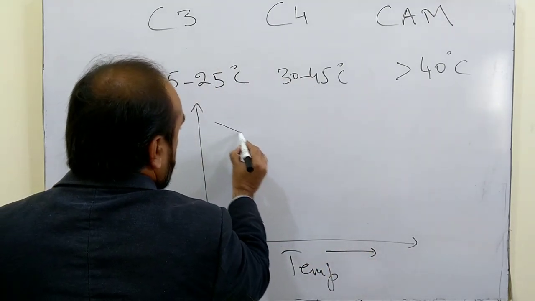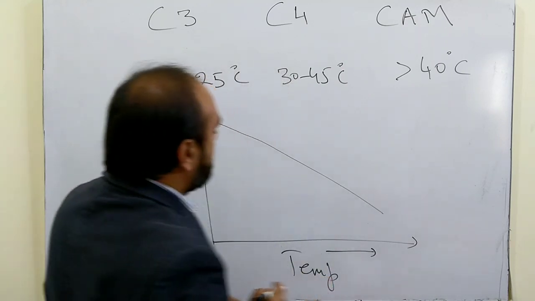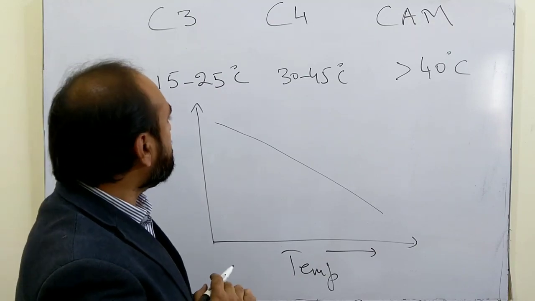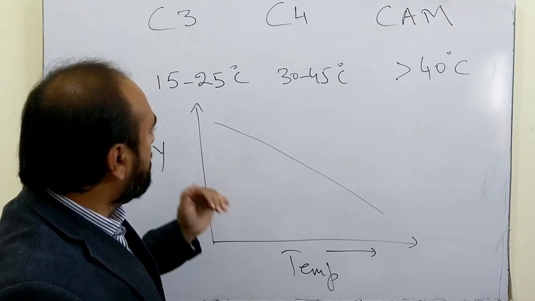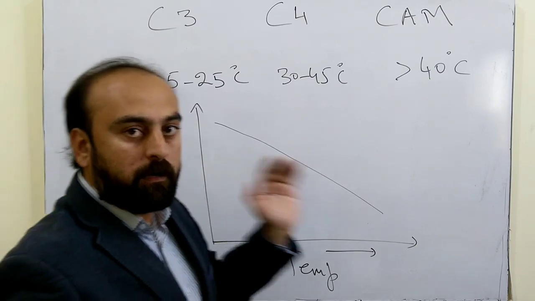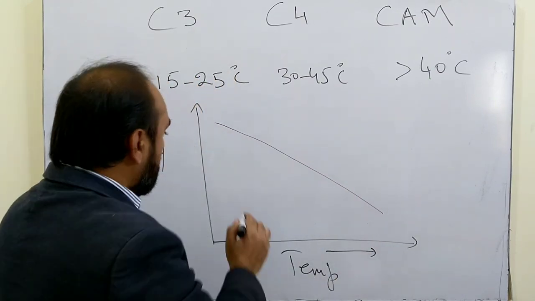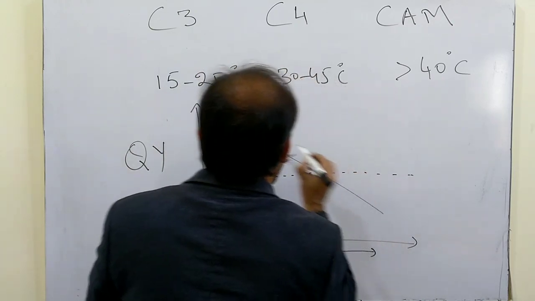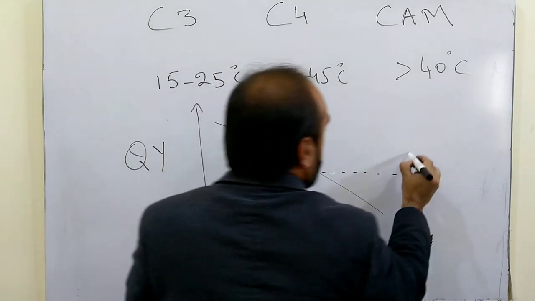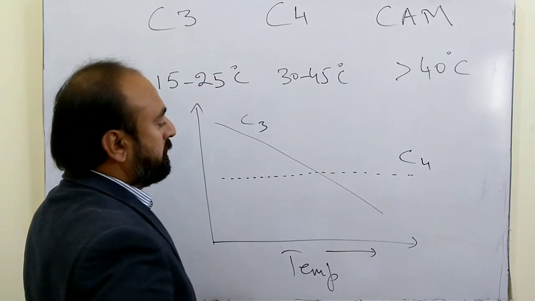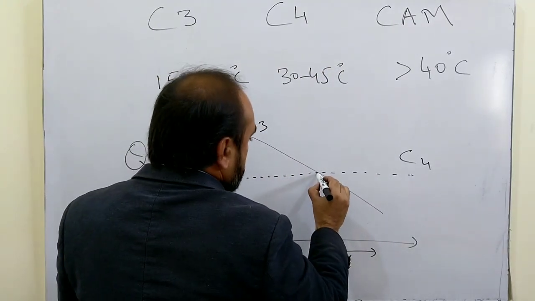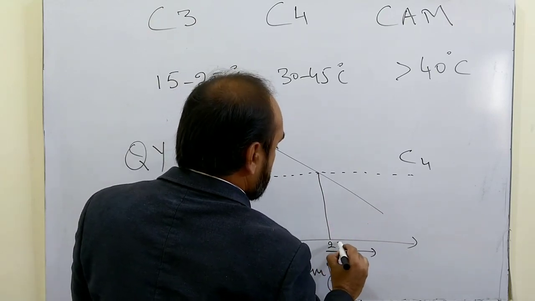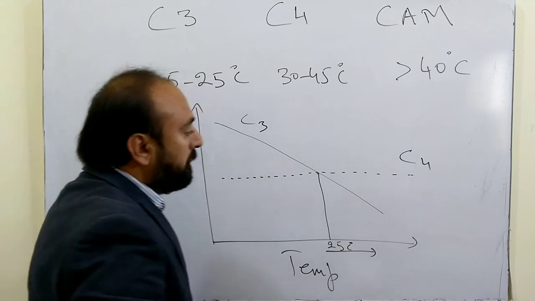So for C3 plants there is a negative linear relationship. As the temperature increases, the quantum yield decreases, because Rubisco is less active at higher temperature. Whereas for C4 plants, it is a horizontal line. This is the line for C3 plants, and this is for C4 plants. And this is the 25 degrees Celsius temperature.